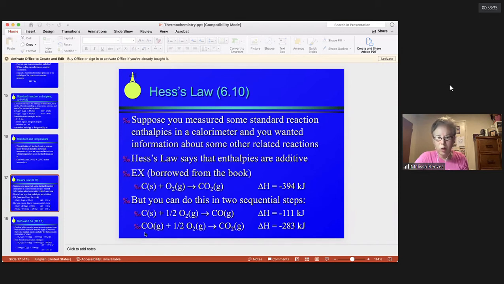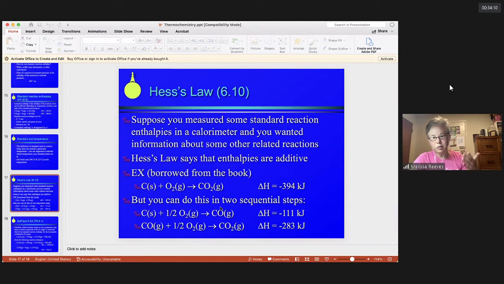And on the second one, carbon monoxide is combined with half a mole of oxygen to go to CO2. And delta H for that is -283. If you add both of these reactions together, you get the whole reaction, because you've got carbon and a half mole of oxygen and a half mole of oxygen. You're making CO2, and there's carbon monoxide on the reactant side and on the product side, and they cancel out.